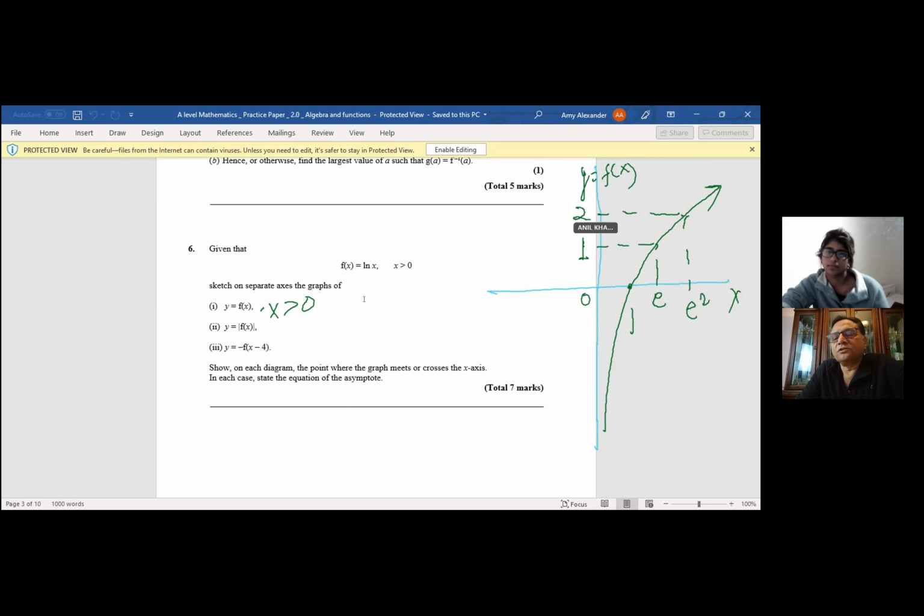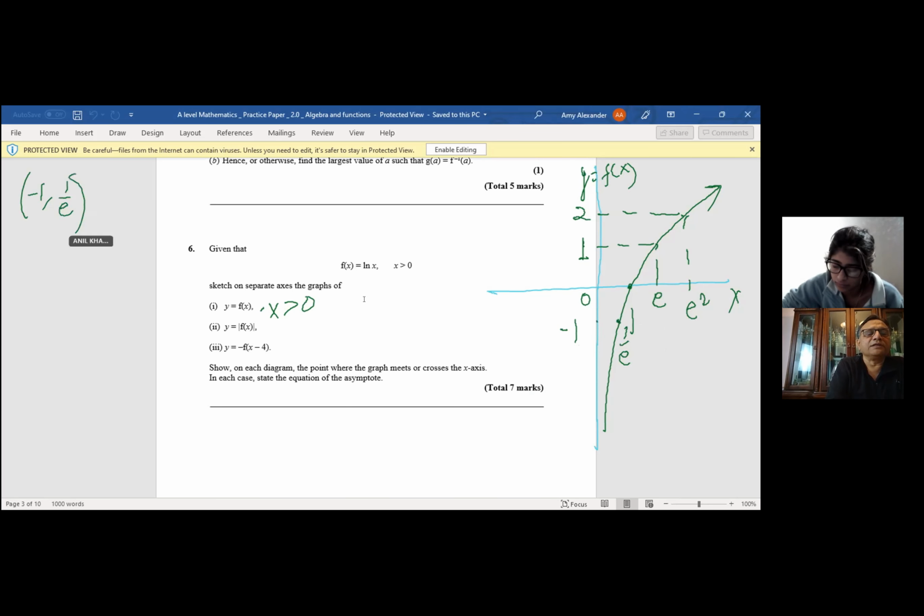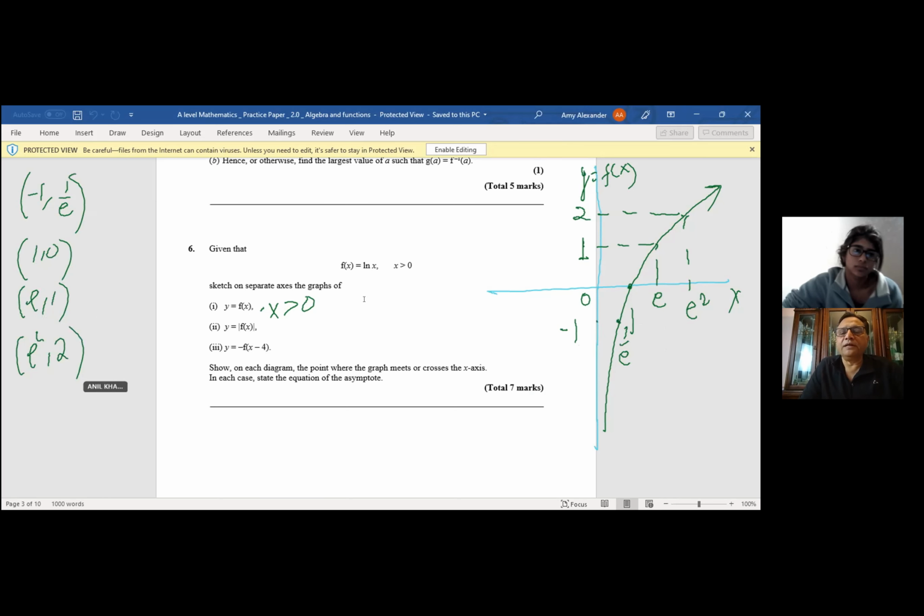So that is how you could actually draw a graph. And of course, minus 1 will be at 1 over e. Those will be your critical points which you can show here. So when you sketch this graph, the critical points are: if y is minus 1, x is 1 over e; if x is 1, you get 0; for e, you get 1; and for e squared, you get 2 as your y value, right? So you get this particular graph for that.